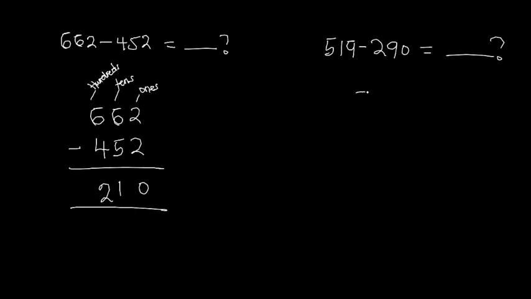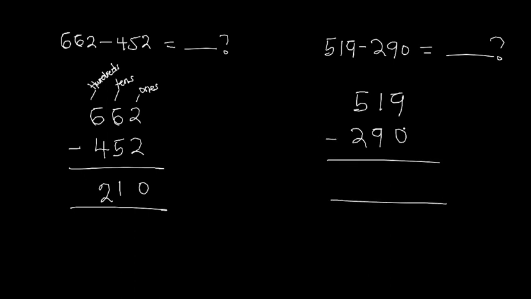So we do the exact same thing. We have 519, then we have 290. We bring our subtraction sign over here. So we start by subtracting the ones column as usual. So I have 9 minus 0. I have 9 oranges. Nothing has been taken out of it. So I still have 9 oranges left for my ones column.